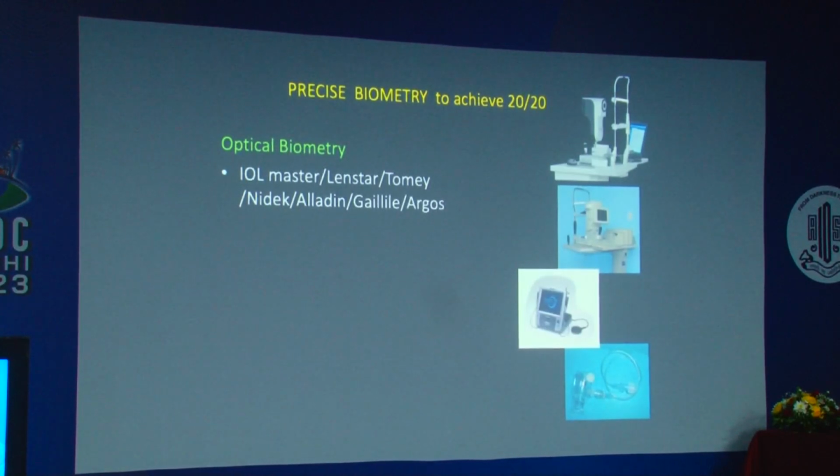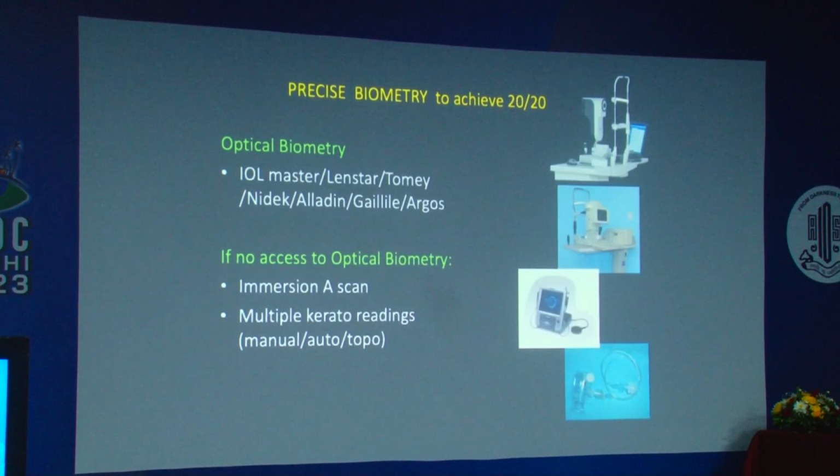So optical biometry has made our life much easier, but do not fret if you do not have optical biometry. Please take out the immersion of your biometries. It gives you as accurate an axial length. You do not applanate your cornea, so you do not cause errors there. In your kerato reading, yes, you do need a topo, because just one keratometry reading is not enough. Then you're taking only anterior corneal curvature, and we know how important the posterior corneal curvature is.